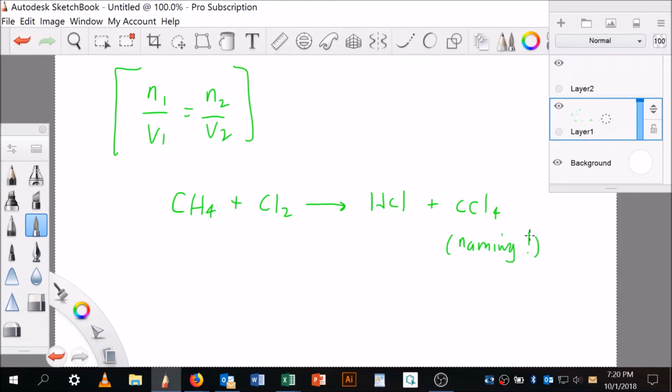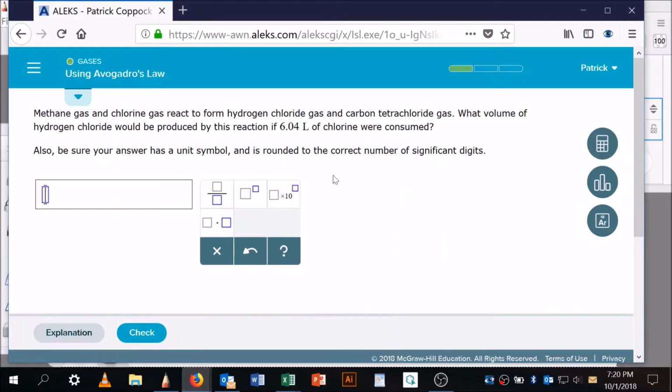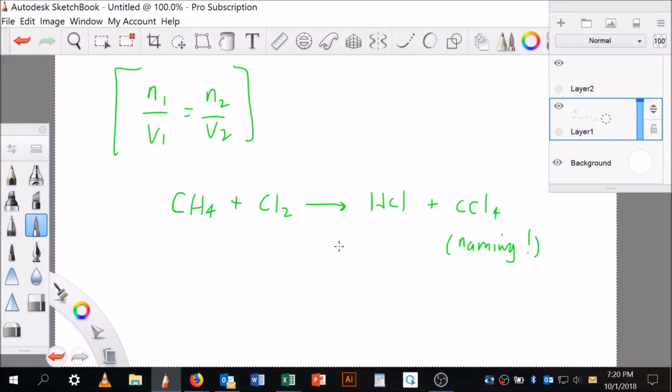So Alex is requiring you to review naming nomenclature. Let's go back here. Methane gas and chlorine gas react to form hydrogen chloride gas, that's HCl, and carbon tetrachloride. We got that right. Okay. What volume of HCl would be produced by the reaction of 6.04 liters? I'm sorry, it would be by this reaction if 6.04 liters of chlorine gas were consumed. Let's go back here and we're going to set up a table for ourselves and say the volume 6.04 liters, right?